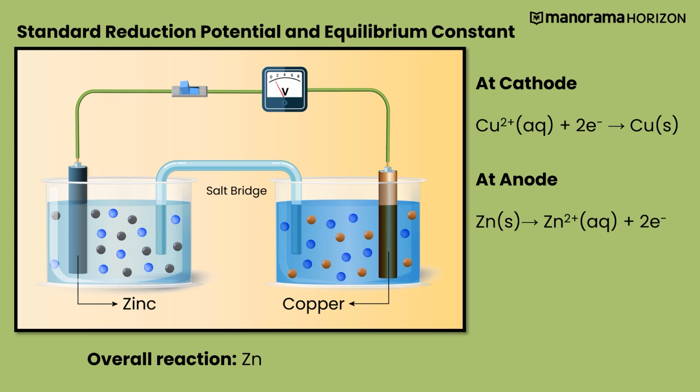Consider the Daniell cell with zinc anode and copper cathode, as you can see here. The half cell reactions at anode and cathode are as follows. At cathode, Cu2+ will combine with 2 electrons to give copper, and at anode, zinc gives zinc 2+ and 2 electrons. Then the overall reaction will be solid zinc plus copper in aqueous medium giving solid copper and Zn2+ in aqueous medium.